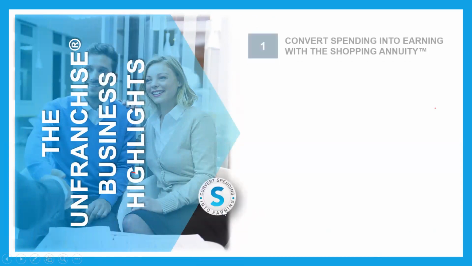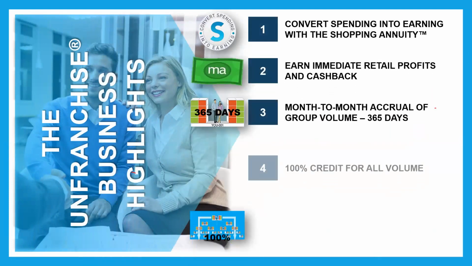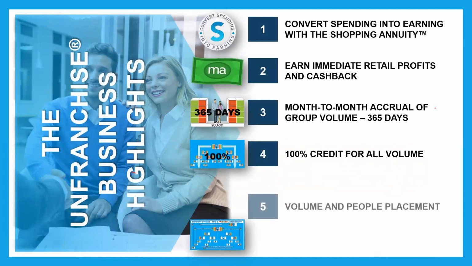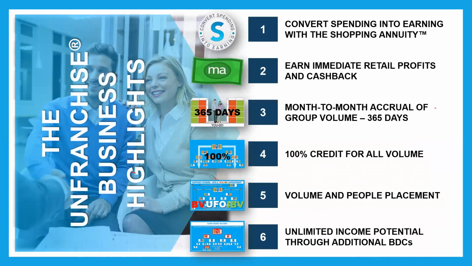So just to give you a recap, the unfranchised business summary highlights are, number 1, we can convert spending into earning with the shopping annuity. Whether we are buying the exclusive products or from our exclusive partner stores, we can convert all of that into funding of the shopping annuity. Unlike the share economy companies we talked about, like Airbnb and Uber, we can have a piece of the pie and earn money that way.